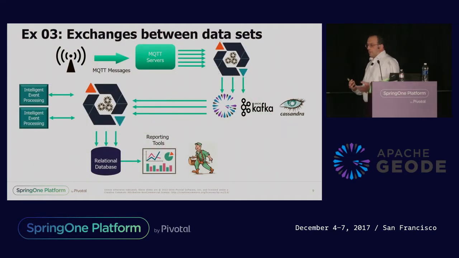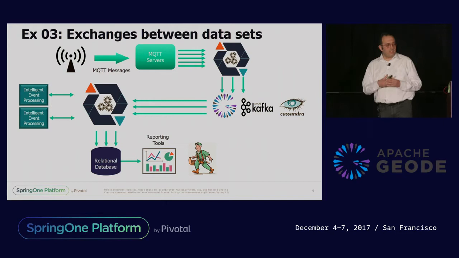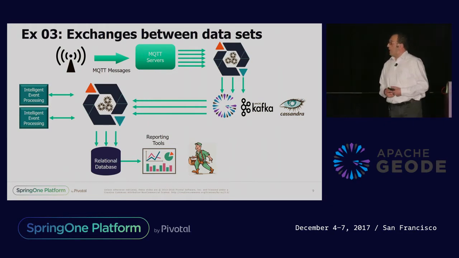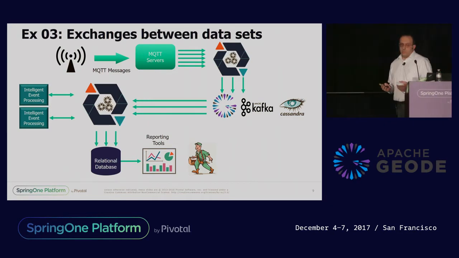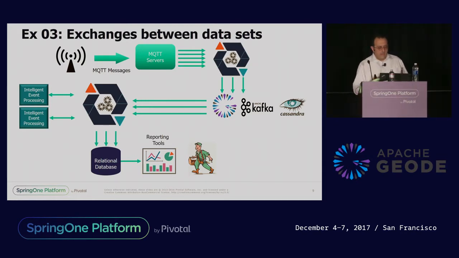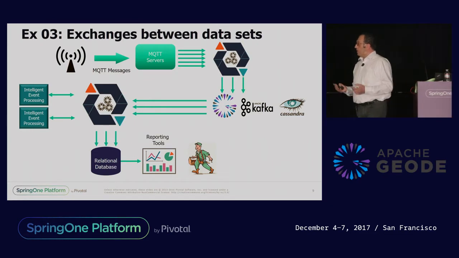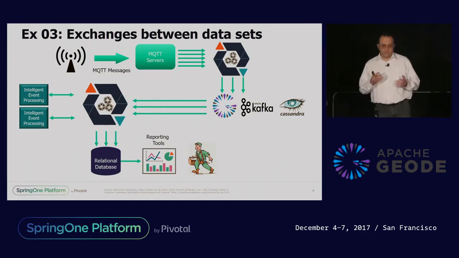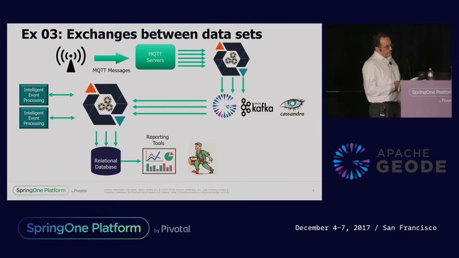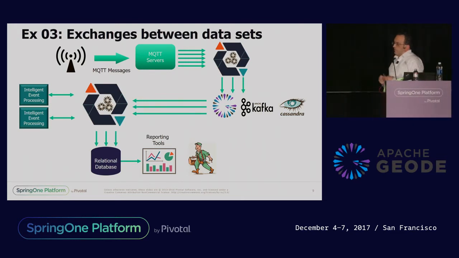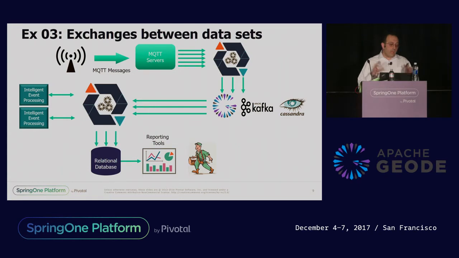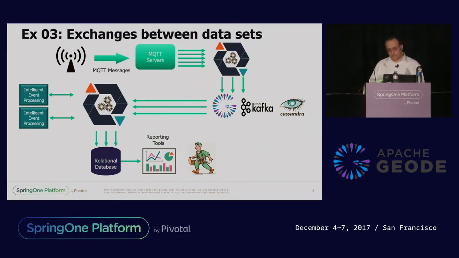How could we embed OpenESB in this kind of thing? OpenESB has many connectors, so you can subscribe to an MQTT topic, get the messages, and put them in a container such as Geode, Kafka, Cassandra, or something else. And another instance of OpenESB picks up the information and sends it to a kind of intelligent event processing, and the result can go to the database to generate reports and dashboards. That's the kind of thing you can do with OpenESB.